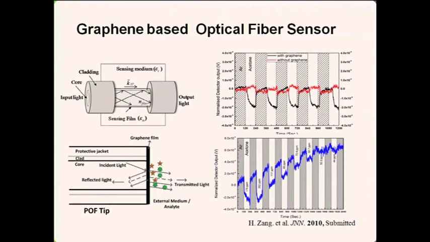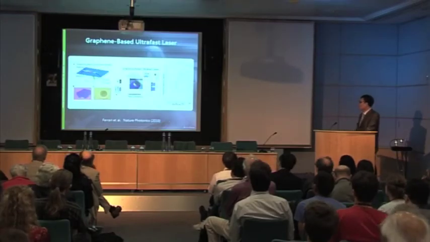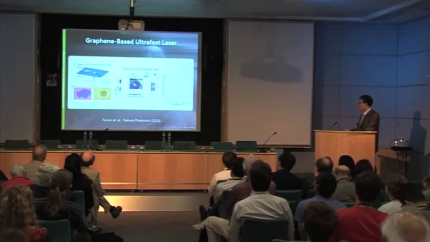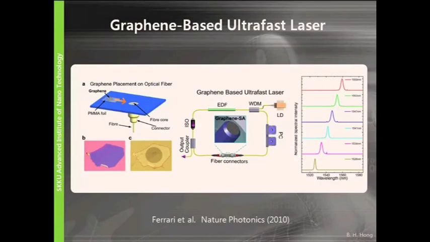Also, the refractive index of graphene changes according to the environment. So after we coat an optical fiber with graphene, if you change the surroundings, then you can change the refractive index of graphene, so that you can change the total internal reflection inside the optical fiber. You can use this phenomenon to make a graphene-based optical fiber sensor. Okay, and the NUS group and the Cambridge group also reported the use of graphene as a saturable absorber. This is very useful for optical communications.